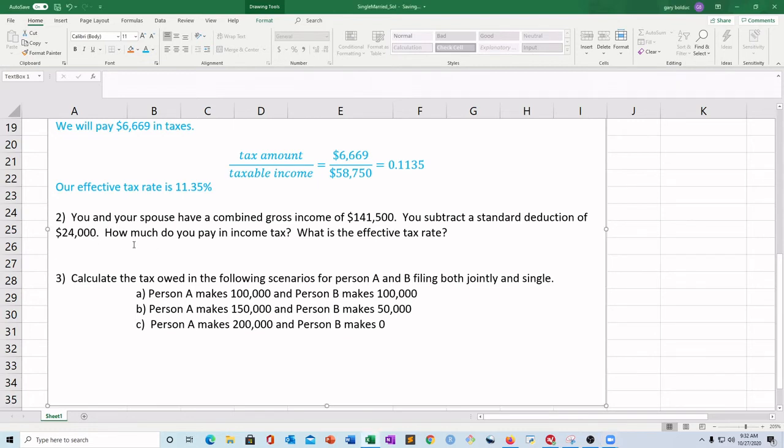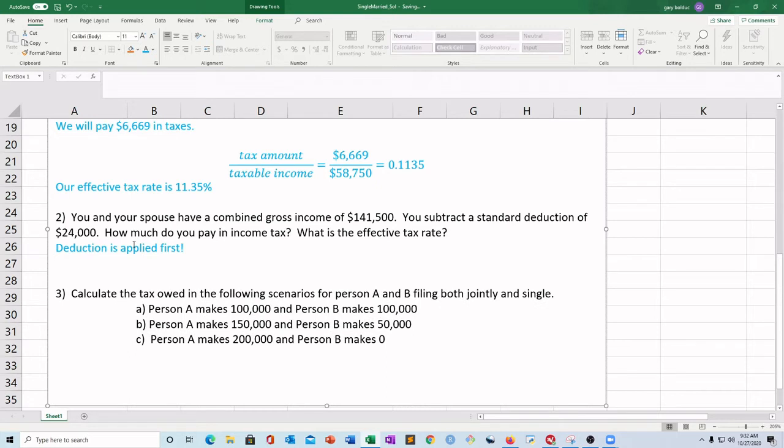So what do we have to remember? The deduction is applied first. So how do we do that? We take our $141,500, our gross income, and we take away the deduction. We are not going to be taxed on the full amount. We are only going to be taxed on $141,500 minus $24,000, which gives me $117,500. So remember, always apply the deduction first. Tax credit later, deduction first.